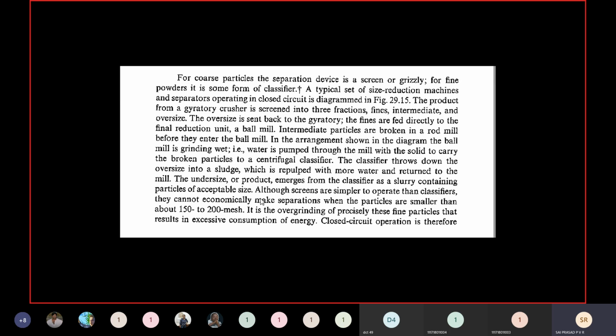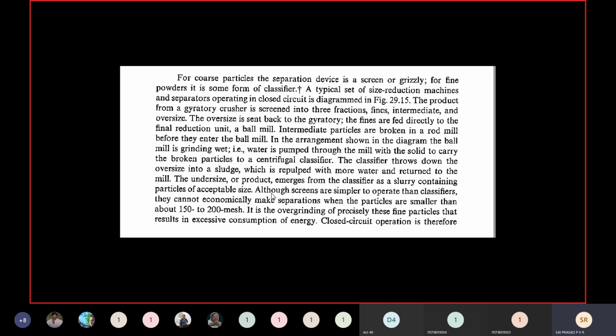Slurry containing particles of acceptable sizes will be taken out from the ball mill followed by the classifier. Although screens are simpler to operate than classifiers, yes, because screening is a very simple thing. Arrange all the screens in such a manner that as we go from top to bottom, the mesh numbers are increasing and the clear openings are decreasing. You keep it on a vibrator, add the feed, and then guide with your hands. The screening is over, and you can weigh them and then find the value of d bar. But suppose you are using the classifier, you are getting a slurry, isn't it?